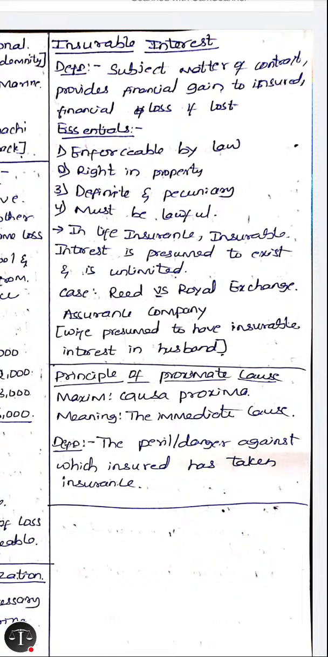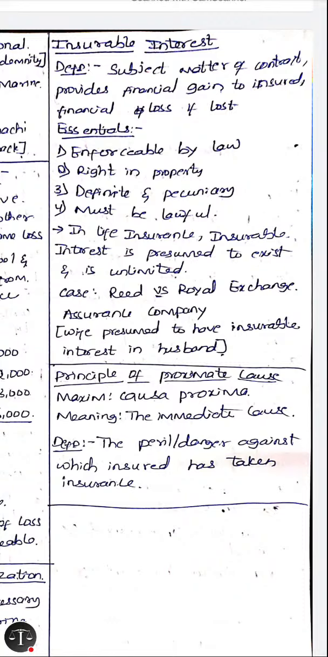What are the essentials of insurable interest? It should be enforceable by law. It is a right in property. So insurable interest is a right in property. It is definite and pecuniary, so it has a certain value. It is definite. It must be lawful. In life insurance also, insurable interest is presumed to exist. Life insurance does not have any value, but in life insurance the insurable interest is presumed to exist and is unlimited. The interest in life insurance is unlimited because we cannot value a human being.